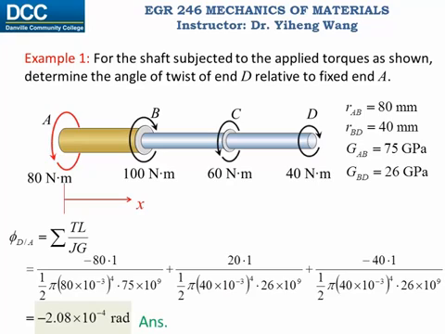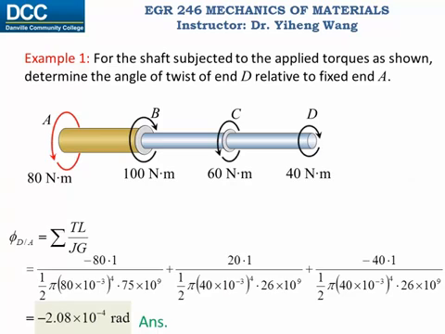What does this mean? Since the angle of twist is determined to be a negative value, and since we chose this to be our x-axis, a negative angle of twist indicates a clockwise rotation about this x-axis. In other words, when compared to the fixed end A, end D has rotated clockwise to the right.